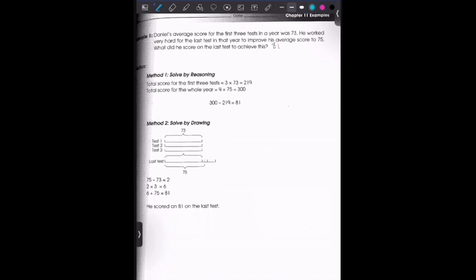So, although we can't find what scores Daniel got for the first 3 tests, we can find the total of the 3 tests. We know that total equals average times number of units, which in this case is the number of tests. So the total for 3 tests is going to be the average of 73 times 3, and that is going to be 219.